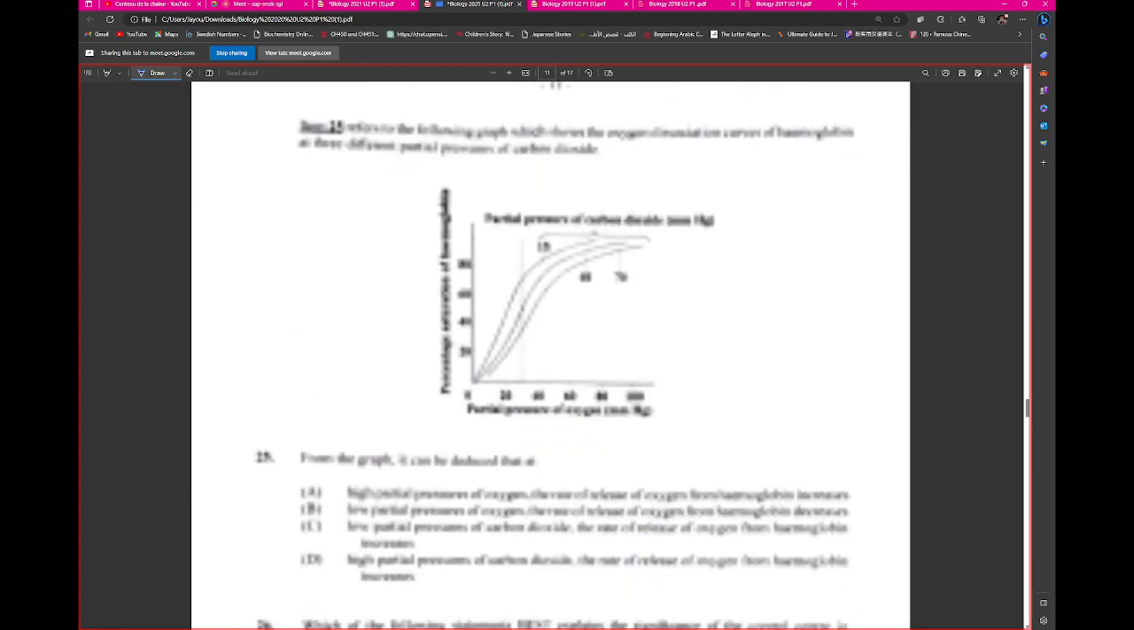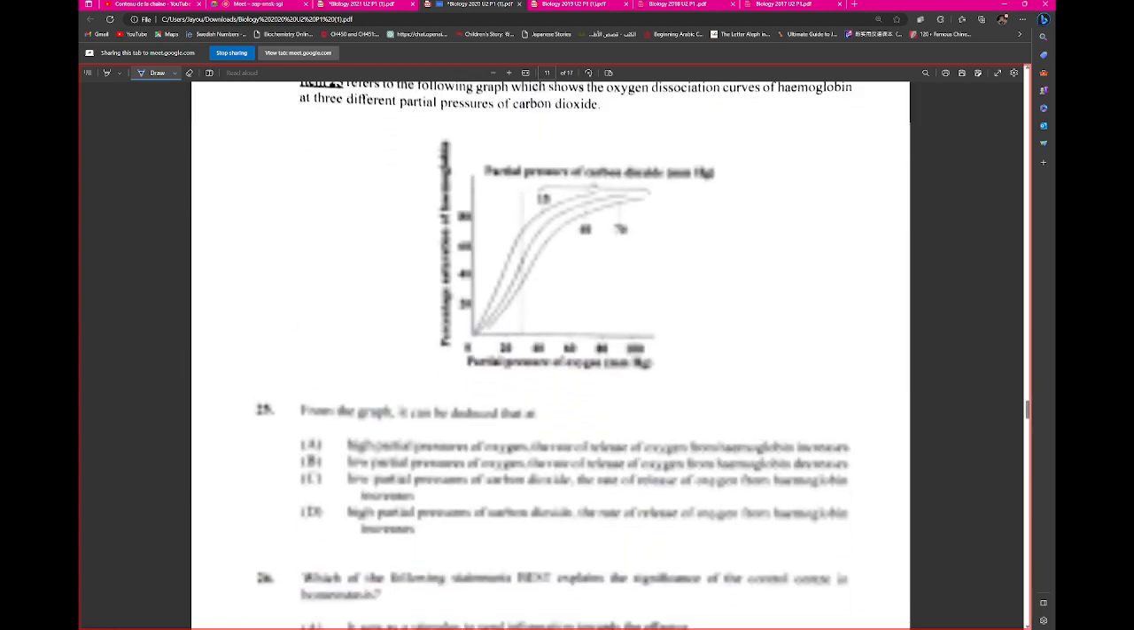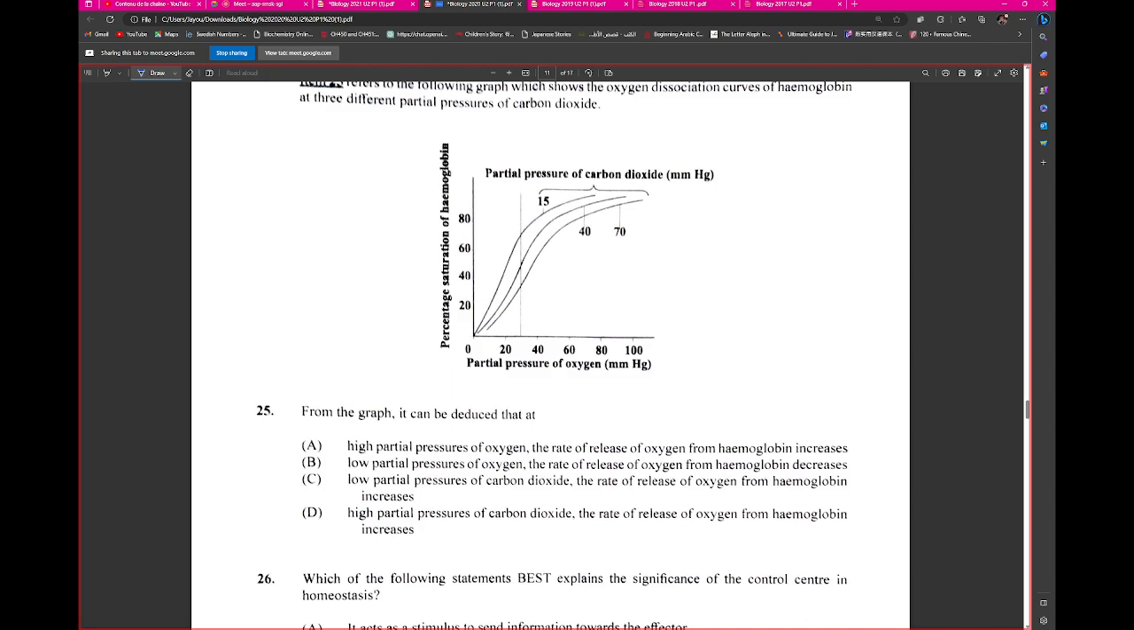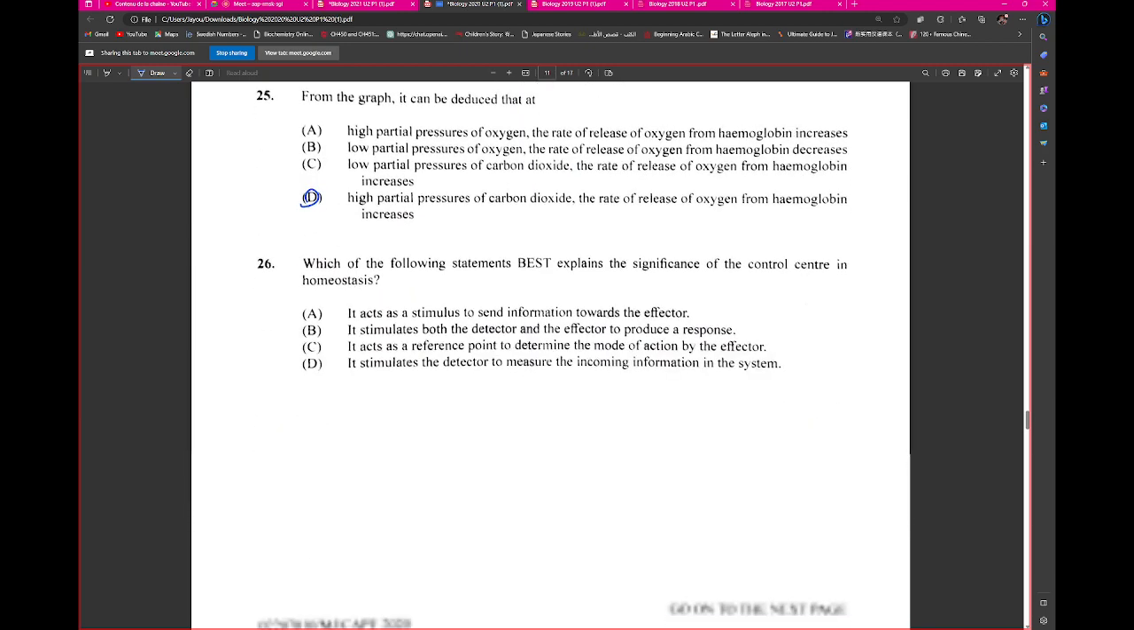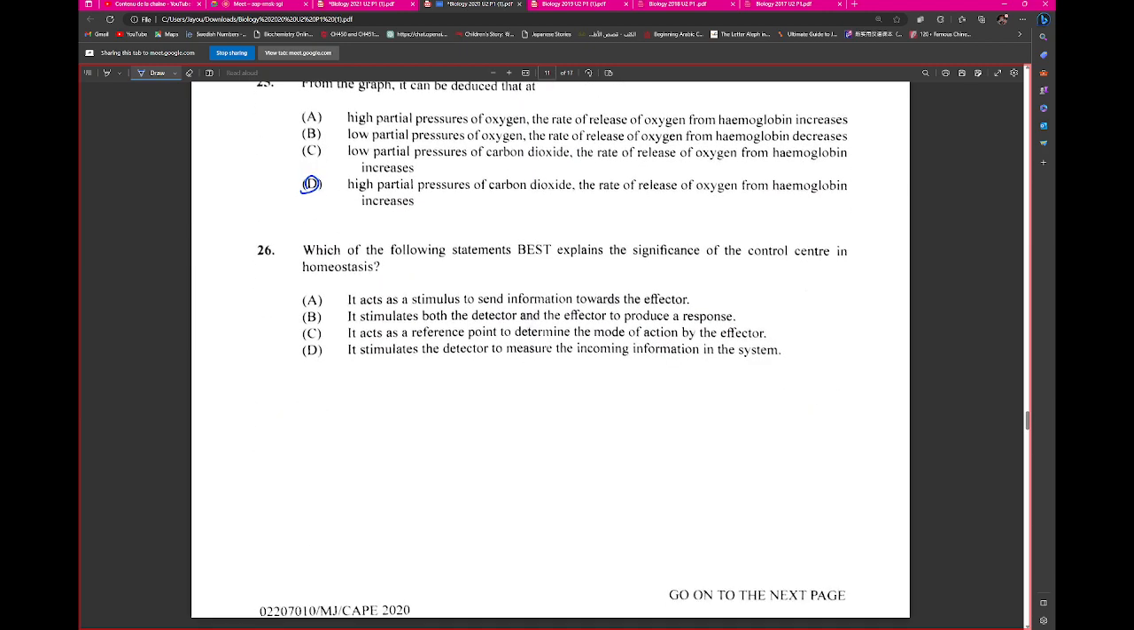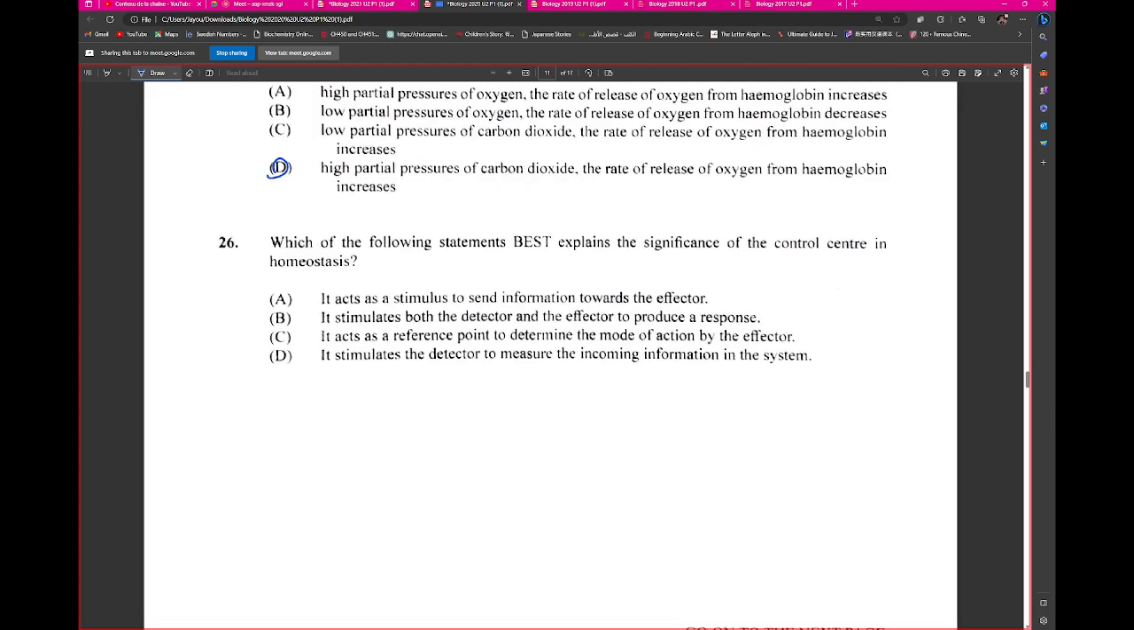Alright. So look at that. What was the answer for this again? The answer we went for this was... Ooh. I just saw that they switch it. So this should be D. Right? Shouldn't it? Wait, hold on. Yeah, it should be D. They switched it. 26. Which of the following statements best explains the significance of the control center in homeostasis?